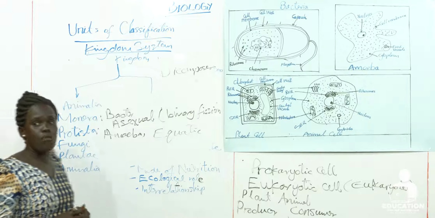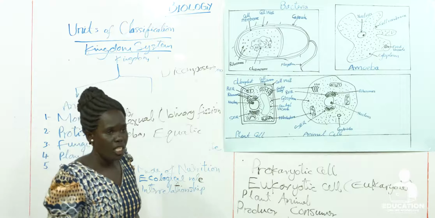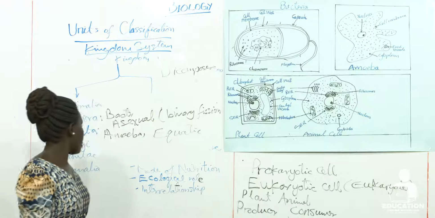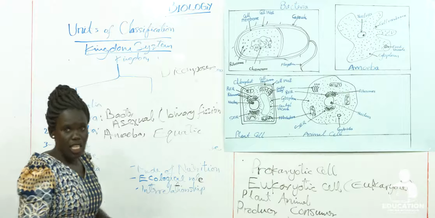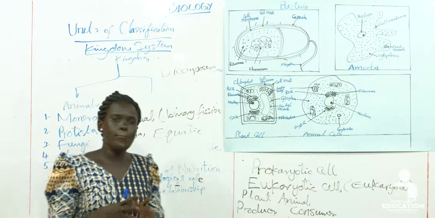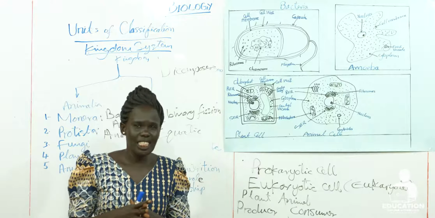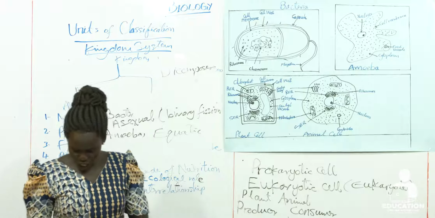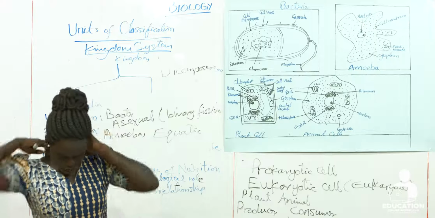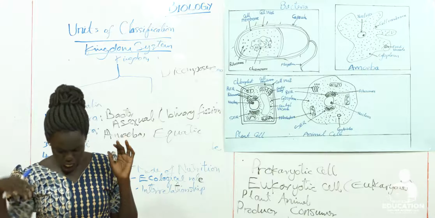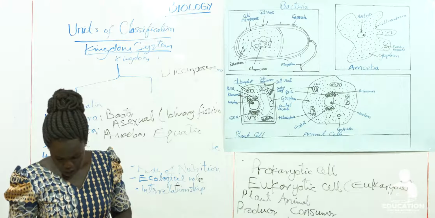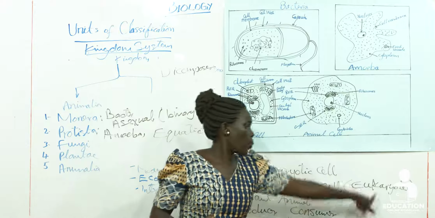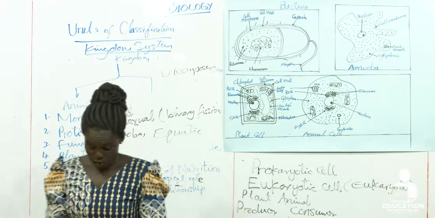The third kingdom, fungi, it includes mushroom, yeast, all this. And their characteristics are, they are multicellular. The body is made up of many cells, and that means they are eukaryotes, and many other characteristics.